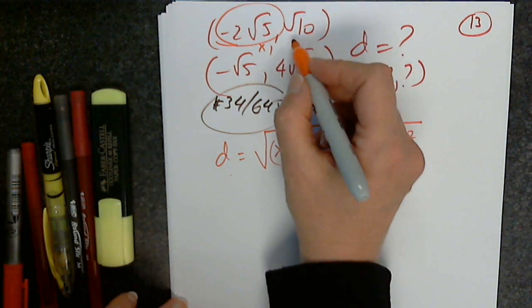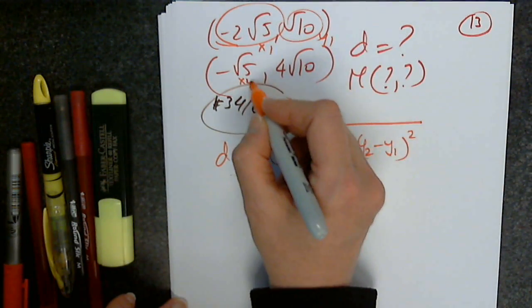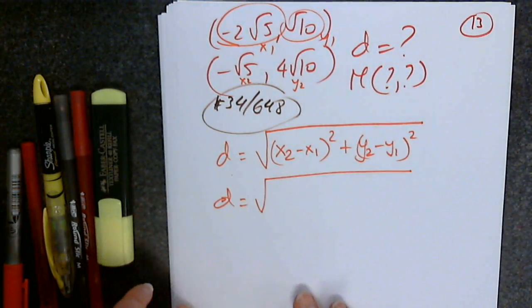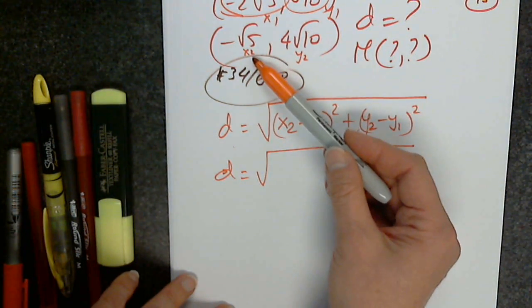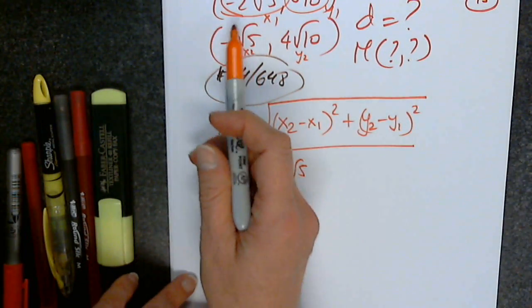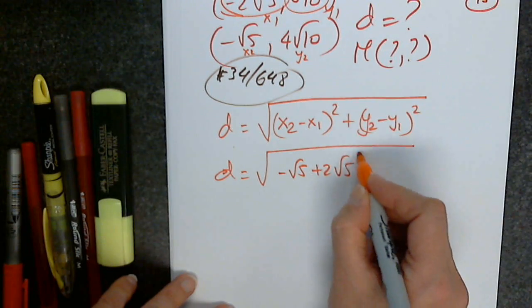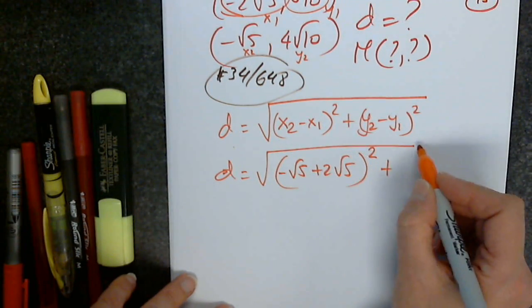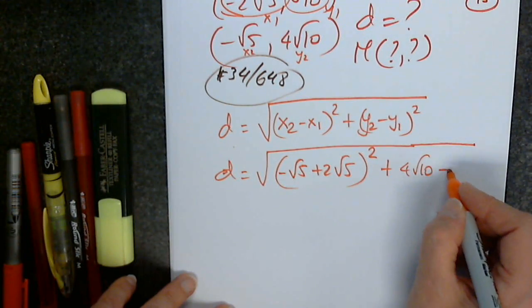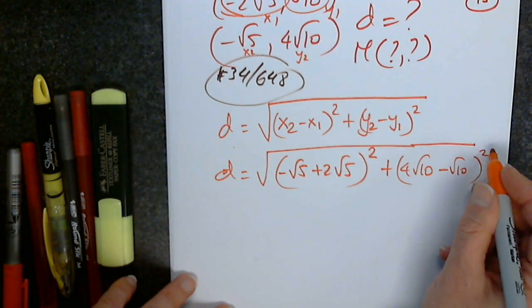So this is my x1, this is my y1, and this is my x2, and this is my y2. So the distance equals the square root of (x2 minus x1)... that is, the square root of 5 minus x1 plus 2 the square root of 5, everything squared, and plus 4 the square root of 10 minus the square root of 10, and everything squared.